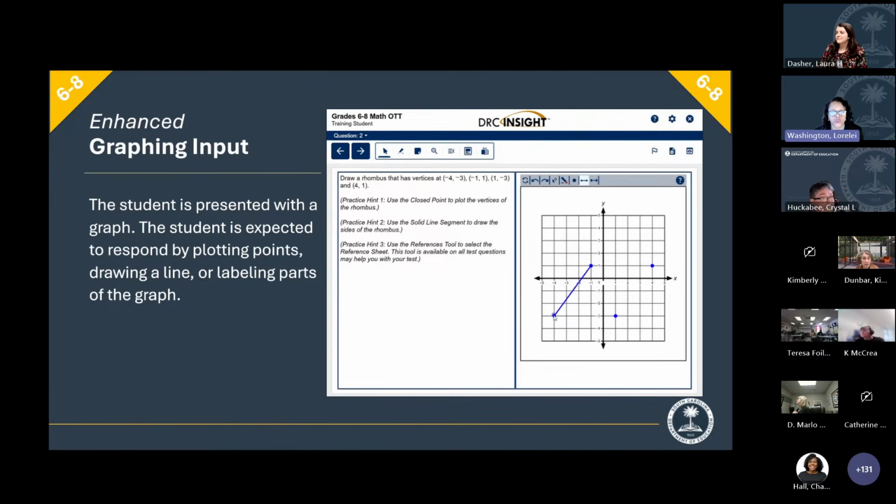In this item, the students were asked to draw a rhombus using the vertices that are given, and they were easily able to draw the rhombus. The response that the student puts in there is blue. Like I said, it will save when they go into the next question and come back; it will be there. It will automatically save. Okay, so that was the enhanced graphing input, and Laura is ready to talk about the new item types for elementary 3 through 5.